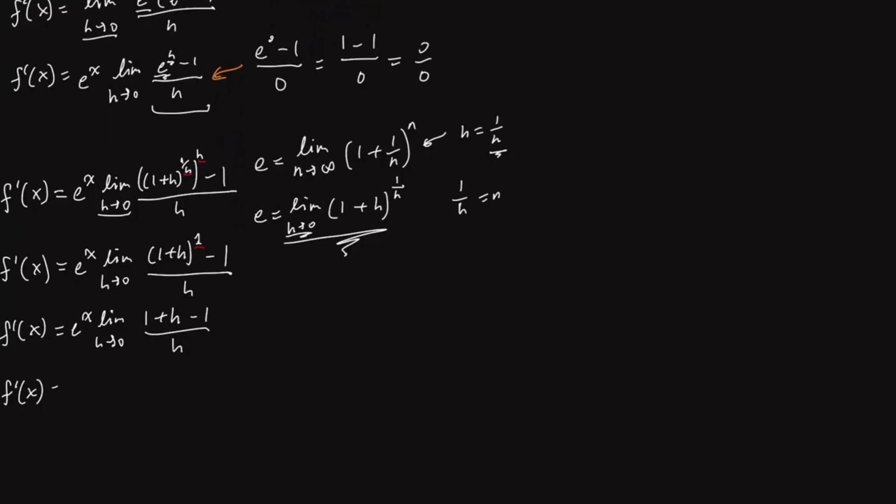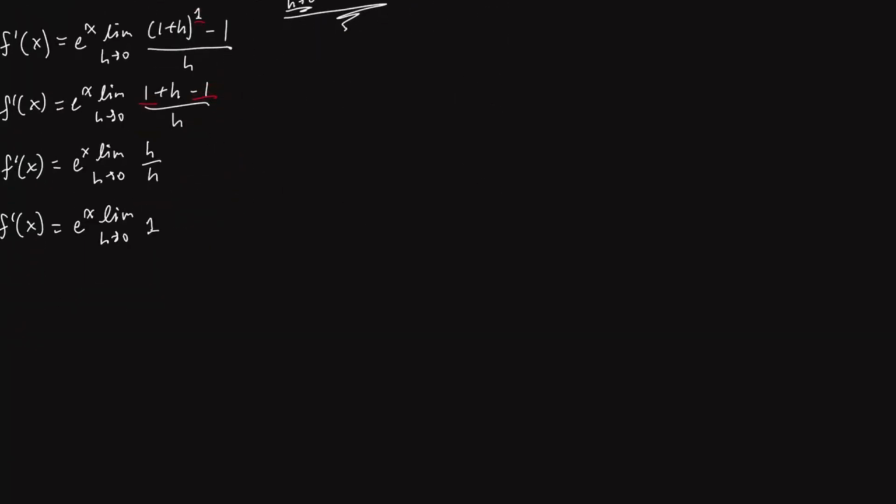f prime of x equals e to the x, as h approaches 0. We have positive 1 over here, negative 1 over here. So that becomes 0. And we have h over h. f prime of x equals e to the x, limit as h approaches 0. h over h is just 1. And then we get our final answer as just e to the x.